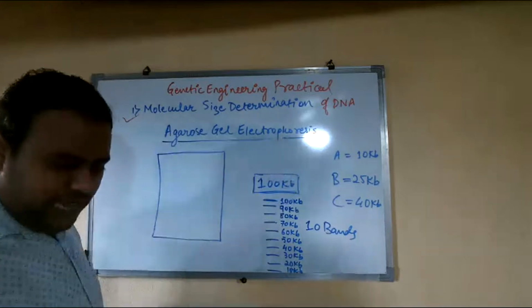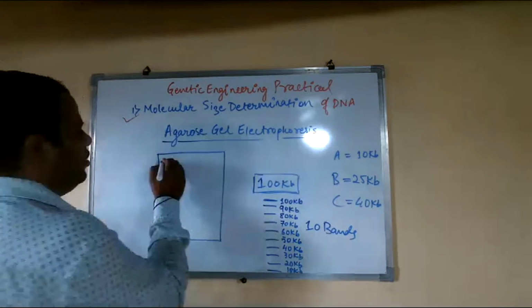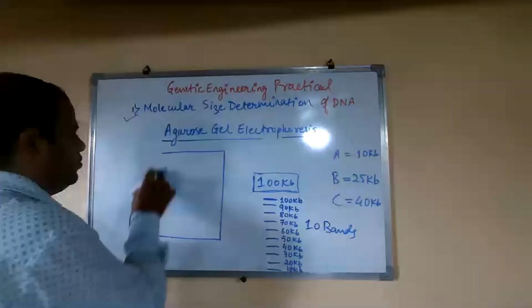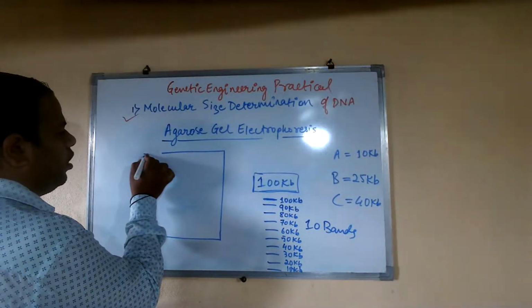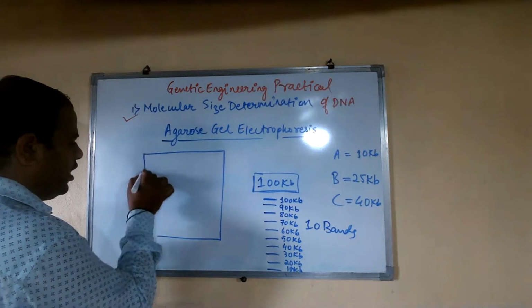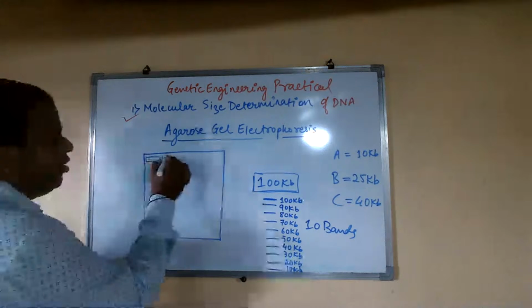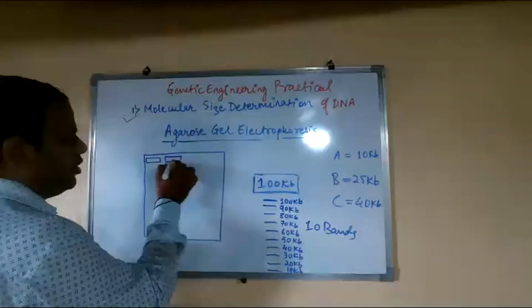Okay, suppose this is the agarose gel. Let me draw it. Suppose this is the agarose gel. Here there are 4 wells.